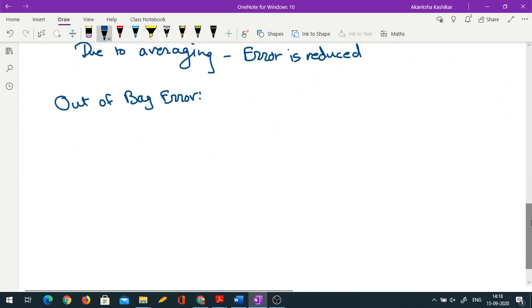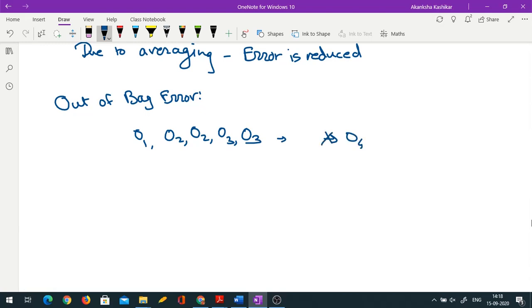What is meant by out of bag error? See, suppose I have only 5 observations and my bootstrap sample ends up being this. It means that my sample does not include O4 and O5. My bootstrap sample contains only O1, O2, O3. So when I fit a model to this bootstrap sample, my model is actually not based on these two, even though it is a model fitted to the training data. Getting it? Let me repeat. When I fit a model to this bootstrap sample, my bootstrap sample doesn't contain O4, O5.